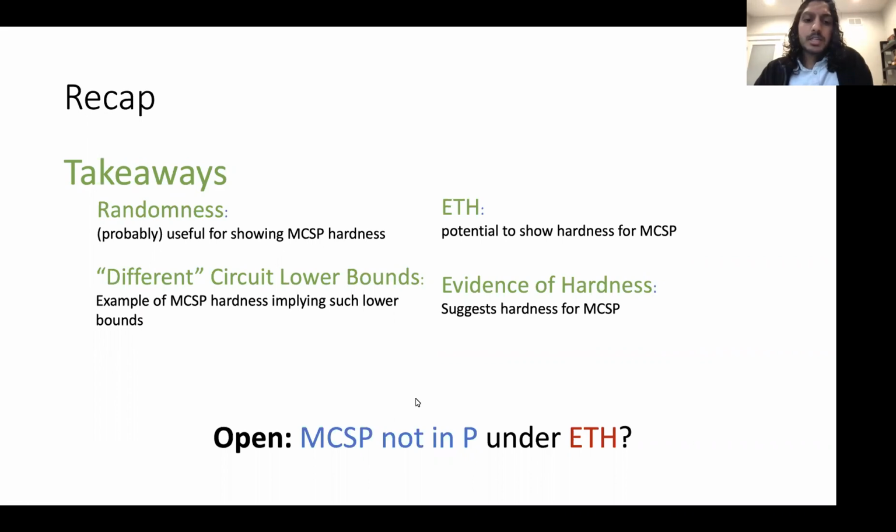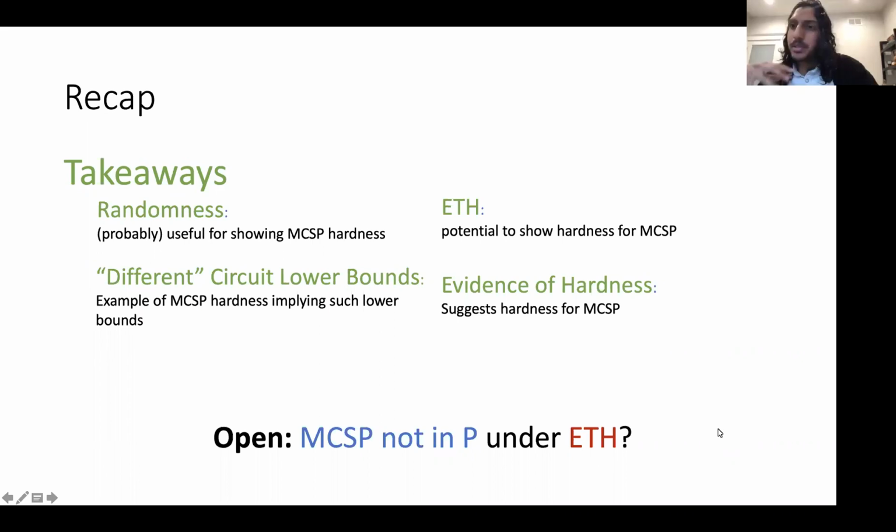And to me, the outstanding open question is: is MCSP not in P under ETH? And I really think that this should be provable with things that are not too far beyond gate elimination. I haven't been able to do it yet, but I think it should be possible. And I don't think it's going to require crazy new ideas, maybe one new idea or something like that. So this is the end of the results portion of the talk.